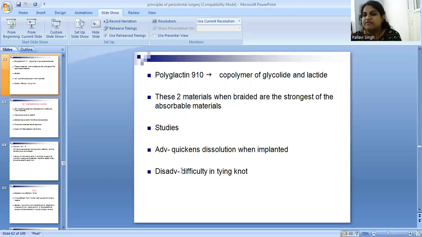The advantage is that it quickens dissolution when implanted, and the disadvantage is difficulty in tying a knot. Studies have proved the advantage of being dissolved. Once you implant it, it is continuously dissolving. But what is the disadvantage? There is difficulty in tying a knot, and you know a secure knot is very essential for the suture material.